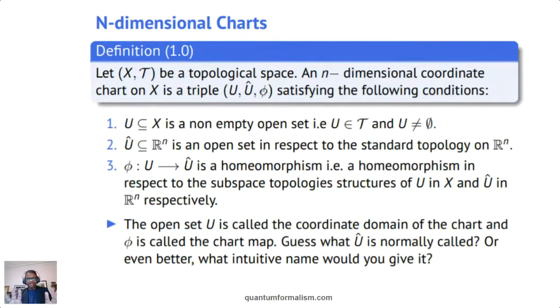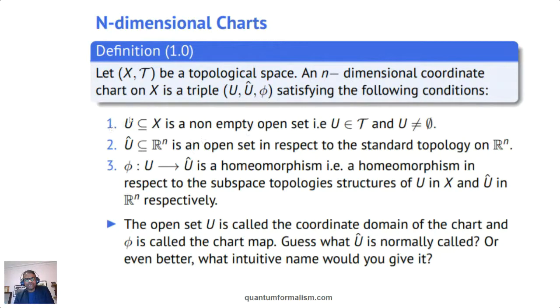Now, this is another thing different that I'm doing here. Most textbooks put a chart as a pair, but we will converge to that in a minute. I think it's easier to view it as a triple to start with anyway. Let's see a few slides, and you'll probably agree with me. So an n-dimensional chart is a triple consisting of U, U hat, and phi that satisfy these three conditions.